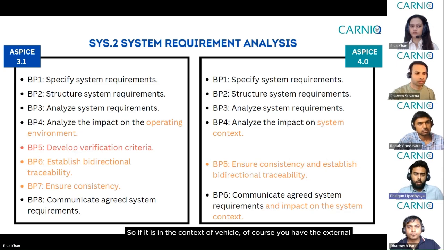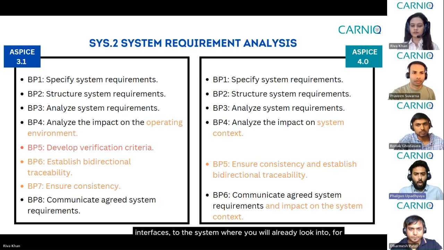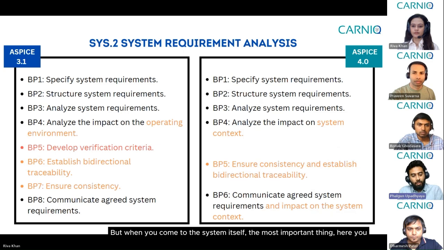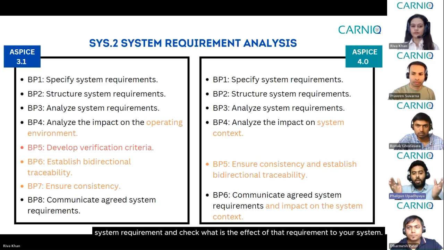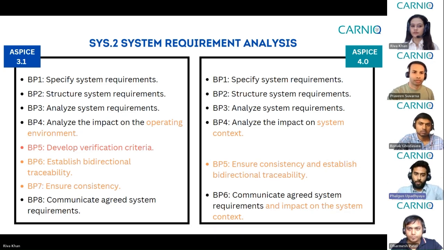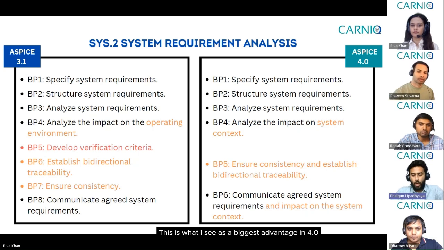So if it is in the context of a vehicle, of course you have the external interfaces to the system, which you will already look into, and which you would have already analyzed during your technical feasibility. So this is where implicitly you would have done the analysis of the impact on the operating environment. But when you come to the system itself, the most important thing you would be doing is considering each of the requirements that you have derived in the system requirements, and checking what is the effect of that requirement on your system. This is what I see as the biggest advantage in 4.0 BP4 in SYS2.